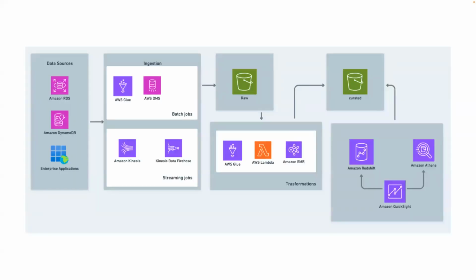So putting it into this flow, this is where you have different data sources. For batch jobs, you may use Glue or DMS, bring your data in and dump it into the raw bucket. Or for streaming purposes, like I mentioned, you can have Kinesis and Firehose and put that into the raw bucket.